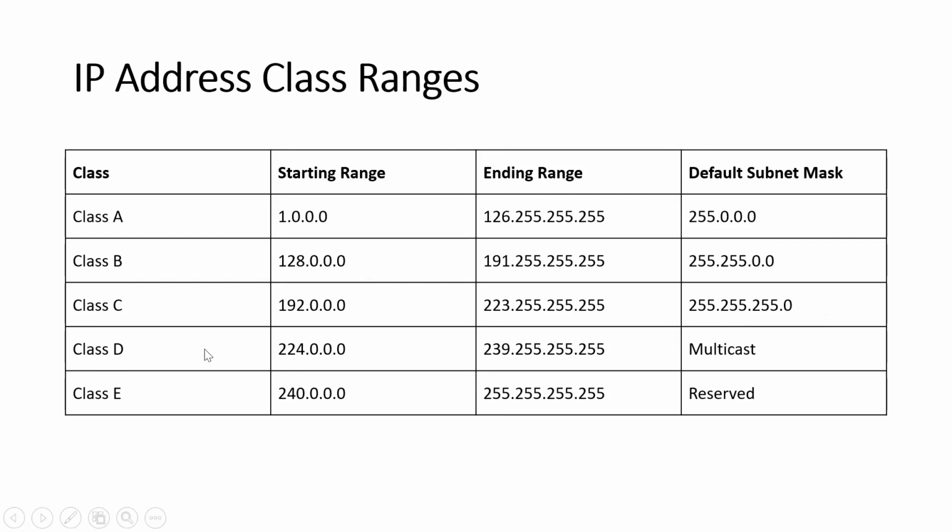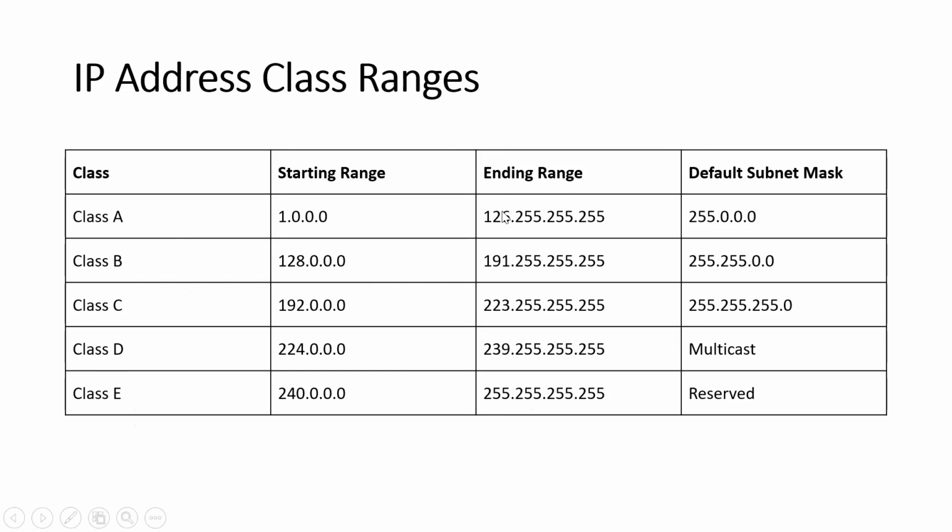Class D starts at 224.0.0.0, the range is from 224 to 239, and it is used for multicasting purposes. Likewise, class E ranges from 240 to 255 and it is reserved for experimental purposes. Mostly classes D and E we won't allocate. They are for multicasting and research purposes. The remaining classes A, B, and C we will be using.